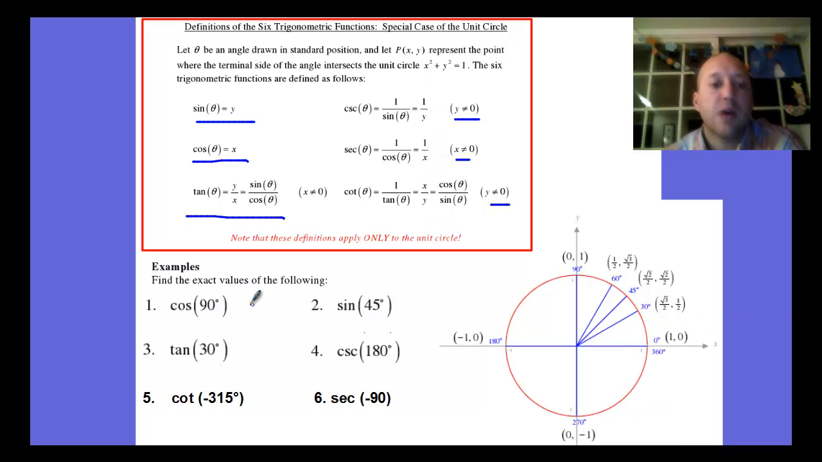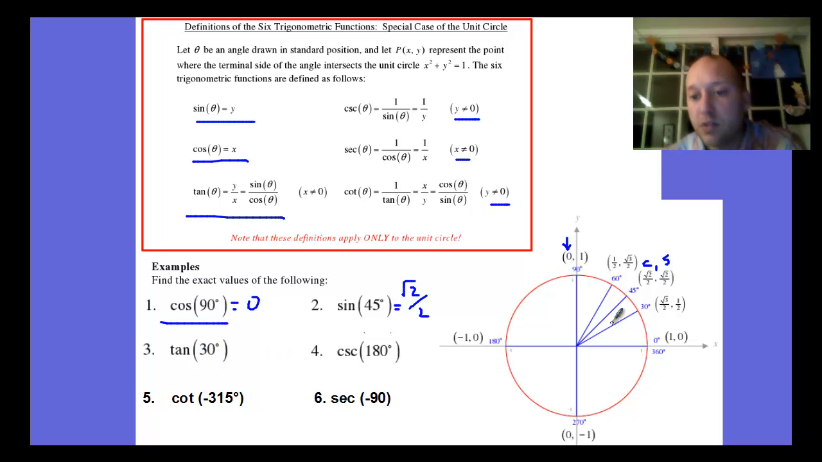So how does this help us out? If I want to know the cosine of 90, the x value is cosine, so I know it's 0. I just know it from the unit circle. Sine of 45: I find 45 degrees. It goes cosine, sine, so think CS, it's alphabetical, so the second one is sine, which would be square root of 2 over 2.